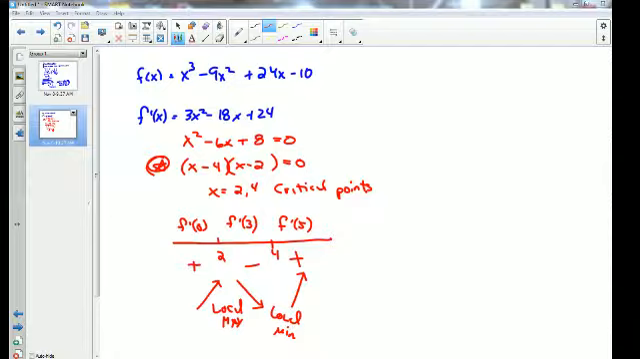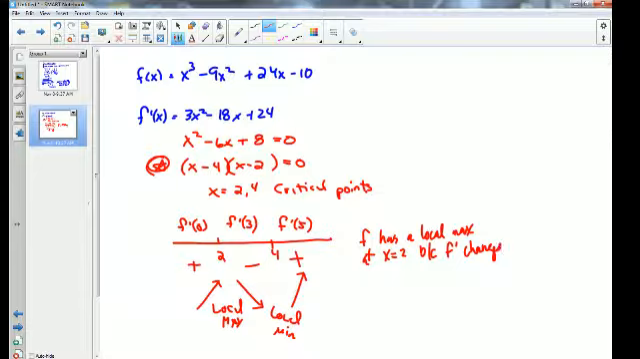So get those statements specific. You want me to write that down? f has a local max at x equals 2 because f prime changes from positive to negative. You can get that symbolic. And then you can write the same statement about the minimum.